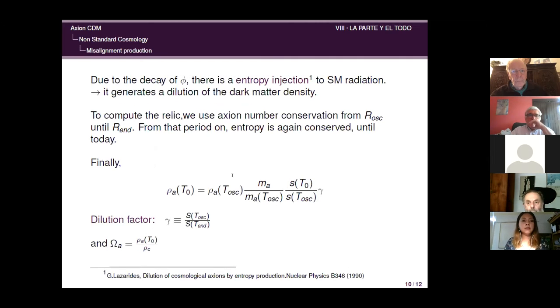The second effect is due to the decay of phi: there is an entropy injection into standard model radiation. It generates a dilution of the dark matter density. So if we write the energy density of the axion, we can obtain this expression, where the first part is similar to the expression in a standard cosmology, but again now T_osc is different. And we also have this new factor, which corresponds to the dilution factor and appears due to this entropy injection. So finally, we can obtain the relic density of axion in this new cosmology.